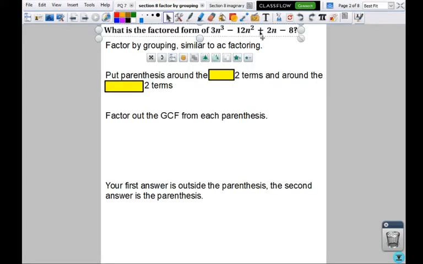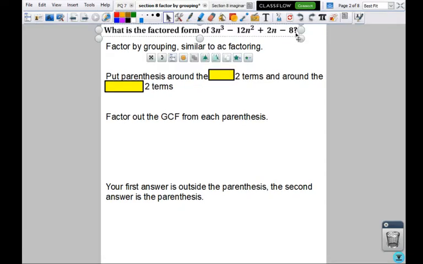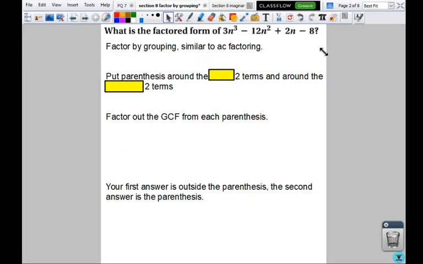So, so far, all the stuff we've done have only ever had 3 things in it. So, we're going to look at something else this time around. So, we're going to find the factored form of 3n to the third minus 12n squared plus 2n minus 8. There is 4 things in this one, which we haven't really looked at yet.